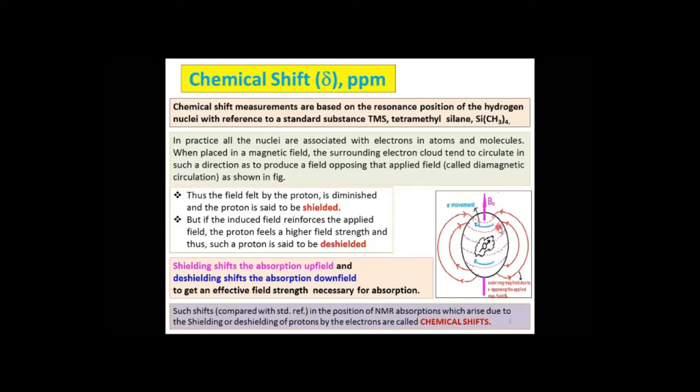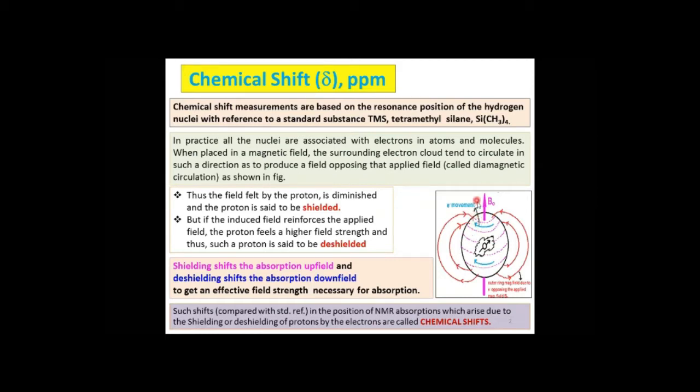You could see that the electron movement circulating in this direction around this proton will create a secondary magnetic field. This secondary magnetic field, which is produced due to the circulation of the electrons, opposes the external magnetic field. You could see that they are moving in this direction, and this is the direction of the applied magnetic field. So this secondary magnetic field is opposing the applied magnetic field, hence it is said to be diamagnetic in nature.